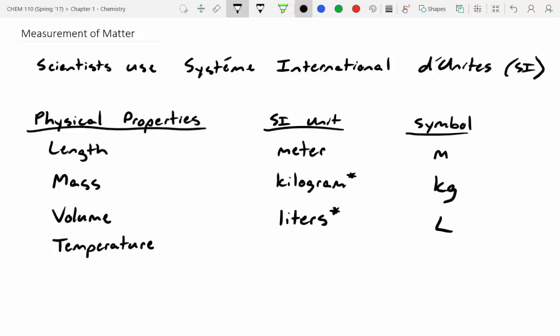Next one, we've got temperature. Temperature is often measured in Celsius. However, the true SI unit is actually something called Kelvin. And we show this with an uppercase K. Does anybody know what the difference is between Celsius and Kelvin? What do you think?